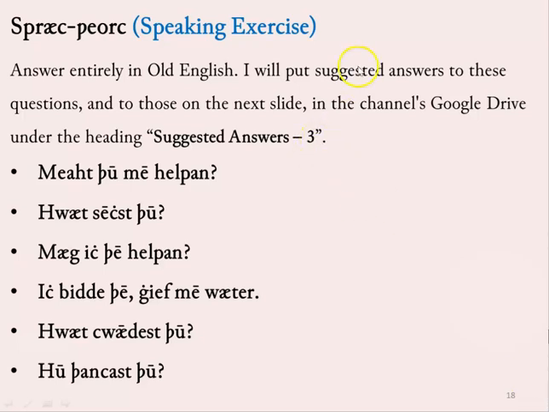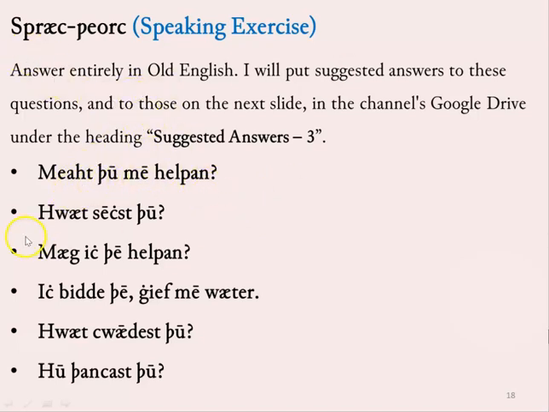All right, now this is a speaking exercise. This symbol here is wynn. The wynn symbol, later Old English win, but this is the W sound, and that's the letter for it. Wynn, spelt W-Y-N-N. All right, so answer entirely in Old English. I'll put suggested answers to these questions and to those on the next slide after this in the channel's Google Drive under the heading Suggested Answers 3. So you can have a look at those after, but have a go here. See if you can answer entirely in Old English.